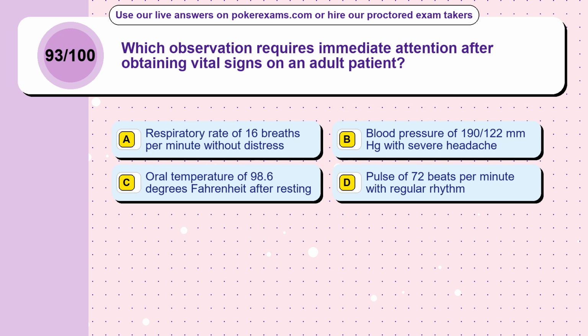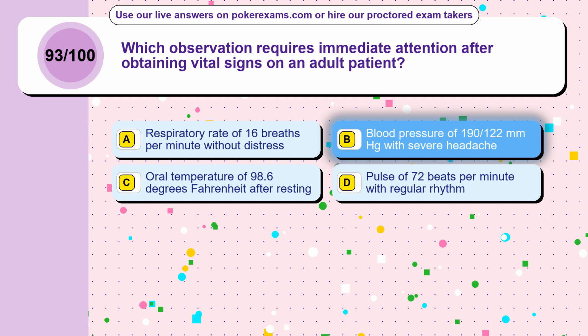Question 93. Which observation requires immediate attention after obtaining vital signs on an adult patient? Option A. Respiratory rate of 16 breaths per minute without distress. Option B. Blood pressure of 190/122 mmHg with severe headache. Option C. Oral temperature of 98.6 degrees Fahrenheit after resting. Option D. Pulse of 72 beats per minute with regular rhythm. The correct answer is option B.